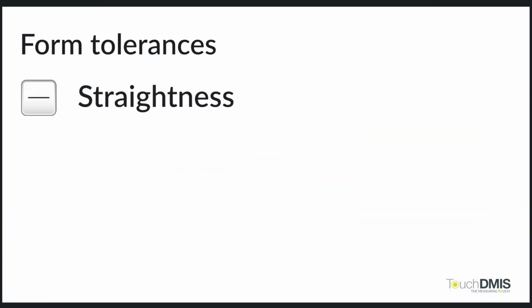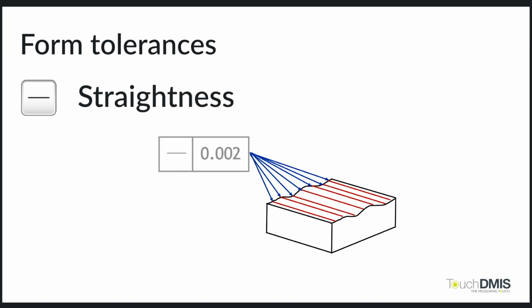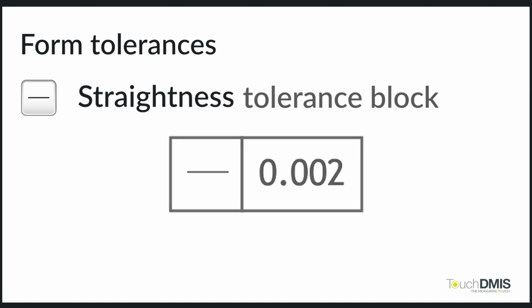Straightness controls how much a line or axis on a part can deviate from an ideal straight line. The tolerance zone is defined by two parallel lines or planes within which the entire surface element must lie. A straightness tolerance block looks like this.